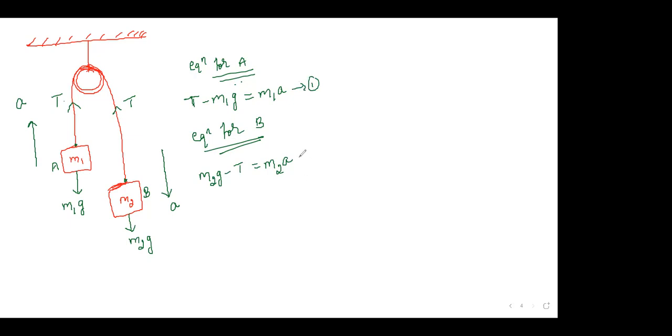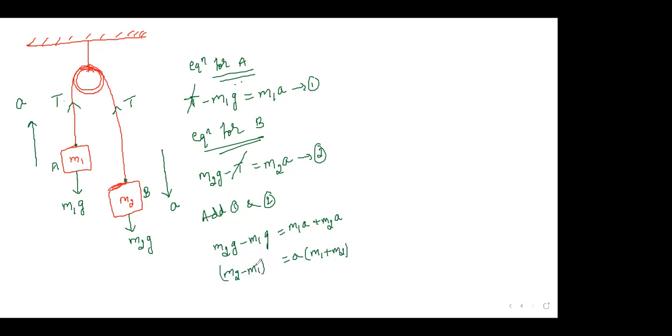You can add these two equations, students. If you add 1 and 2, what you will get? Plus T minus T will get cancelled out. You will get M2G minus M1G is equal to M1A plus M2A. What is common here? A is common, that is M1 plus M2. Here G is common, so it becomes M2 minus M1 into G.